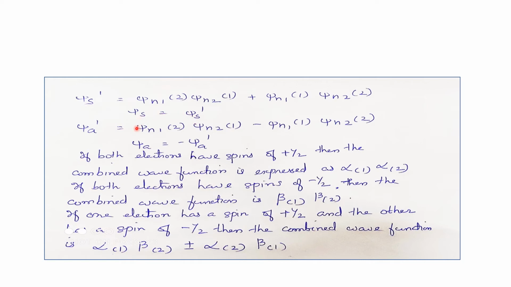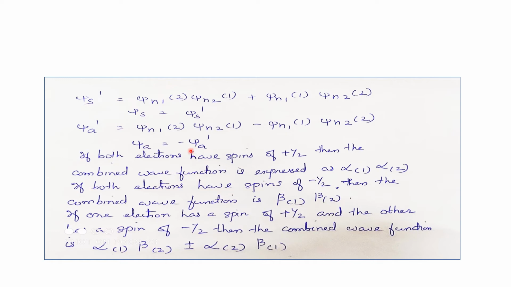If the coordinates of the electrons in the anti-symmetric wave function are exchanged, we get psi a dash is equal to psi n12 psi n21 minus psi n11 psi n22. Therefore, in this case, the value of psi a is equal to minus psi a dash.